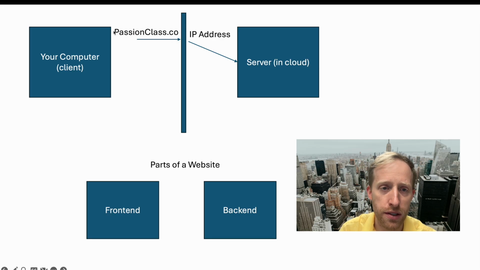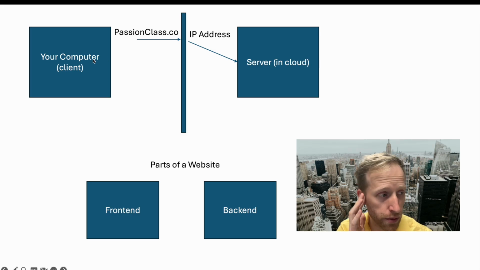You'll say, I want to go to a website. So let's say you type in passionclass.co. Then there's a service that translates this human readable web address into an IP address, which is a series of numbers. And then your computer is actually connected directly to that IP address. That's not so important. I just throw that in there so you know that's actually what it's doing.